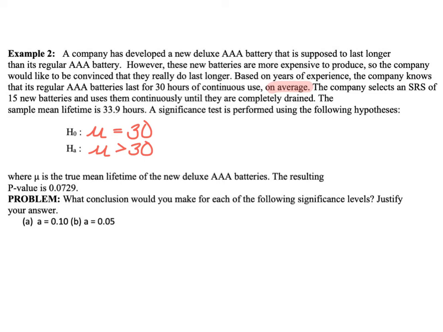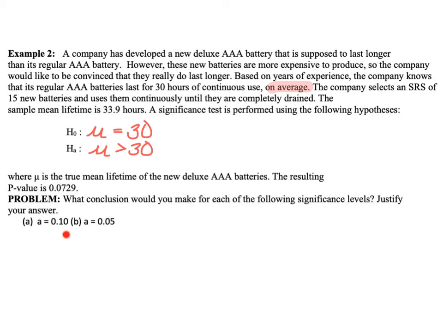So just rereading that statement because we filled it in. A significance test is performed using the following hypotheses, where the null is mu is equal to 30 and the alternative is mu is greater than 30, where mu is the parameter, the true mean lifetime of the new deluxe AAA batteries. The resulting p-value, after they run the whole test, which we'll talk about how we do, is 0.0729. What conclusion would you make for each of the following significance levels and justify your answer?